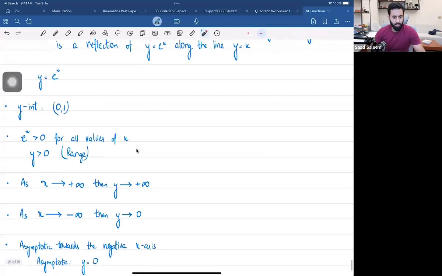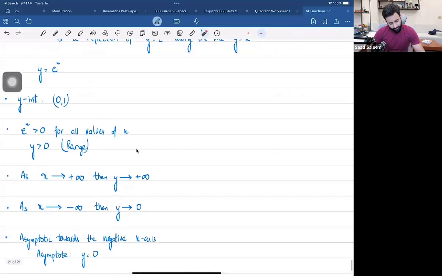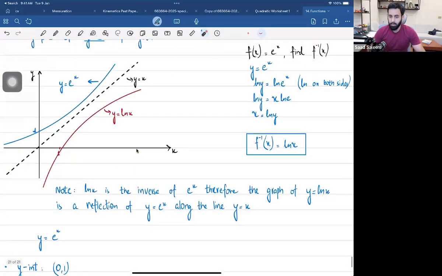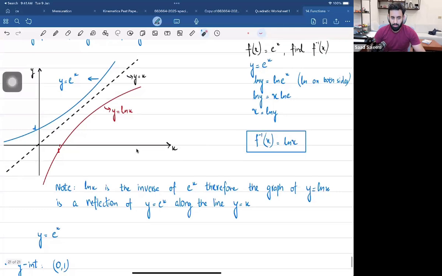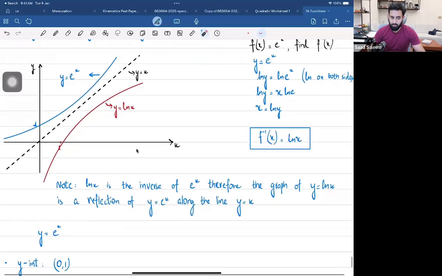By the way, what is the domain? What's the domain of e power x? Is there any value that you cannot plug in?